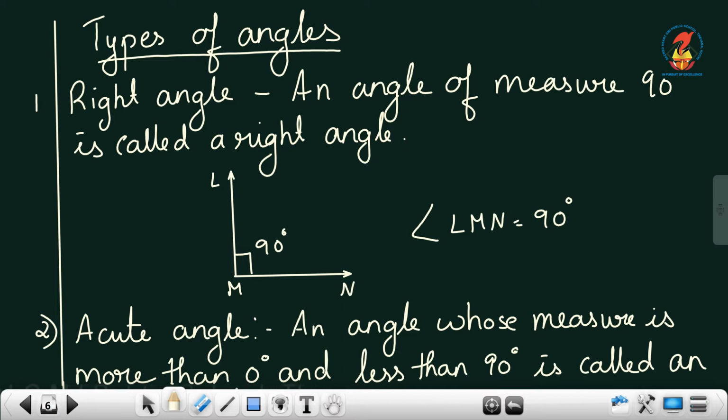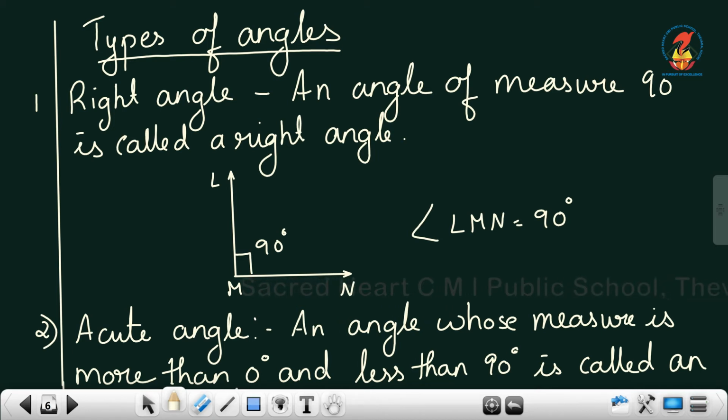So I have given a name for that angle, LMN. Every time use only capital letters, and when you are writing the letters, see that it is in order. Don't write A, then after that M, then after that Z. Don't do it like that. It should be in order. So angle LMN, with the symbol of angle, LMN equal to 90 degree.